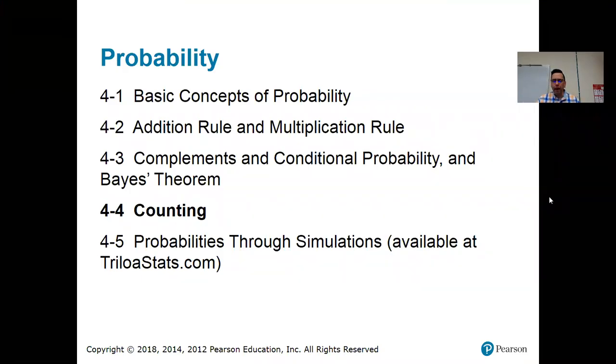We're going to wrap up our work with chapter 4. You may remember I mentioned at the beginning of the chapter, we're not going to do section 4.5. So this is the last section in chapter 4 that we're going to do, section 4.4 on counting. So let's count some stuff.